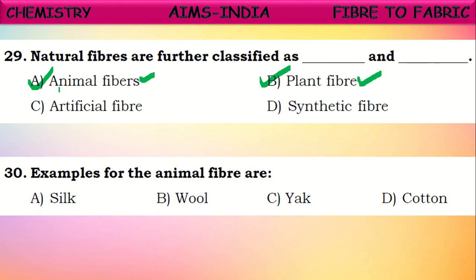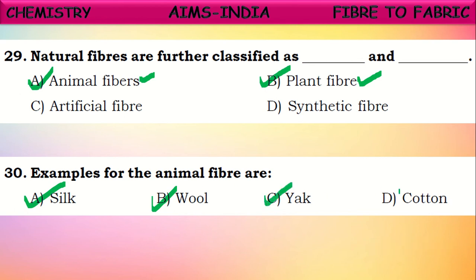Next, examples for animal fibers. Animal fibers means the natural fibers which are derived from animal resources. See here, silk. Silk is obtained from silk moth. So it is said to be animal fiber. And next, wool. Wool is obtained from the hair of certain animals. So it has an animal source and is also animal fiber. Yak fiber is just like the wool fiber, so it is also animal fiber.